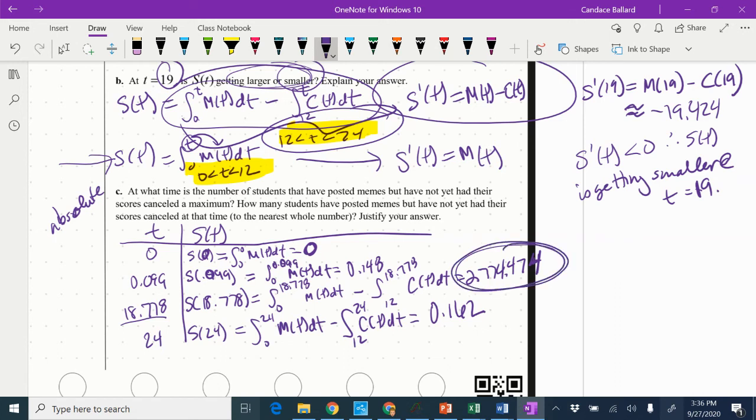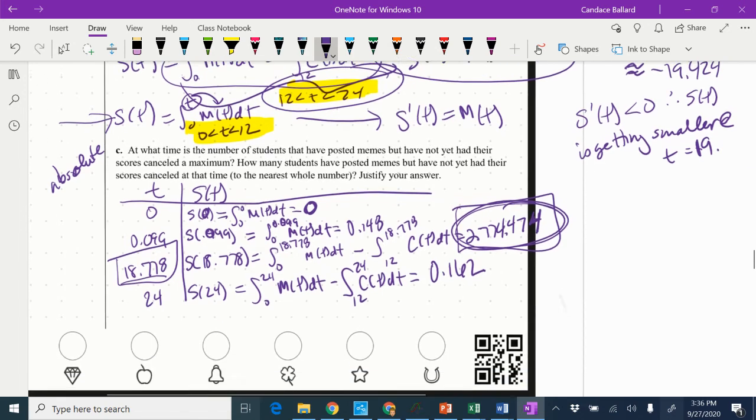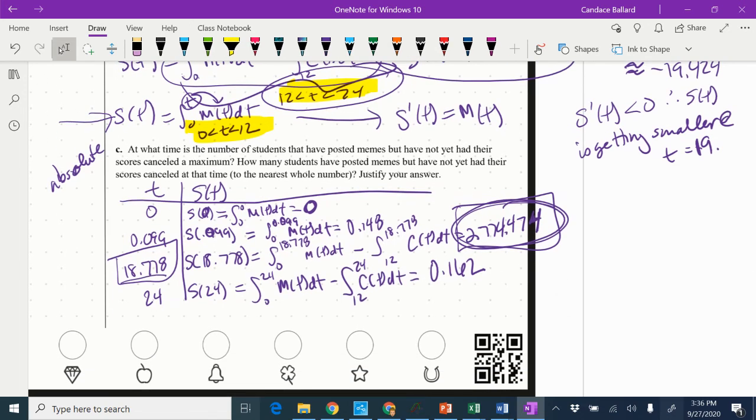When it comes to typing in your answer, I will probably ask two questions. I will ask at what time does it happen, and how many students, and I'll probably just ask for two separate numbers there that you can check. You would obviously, in your homework, practice writing out the sentence for the written part.